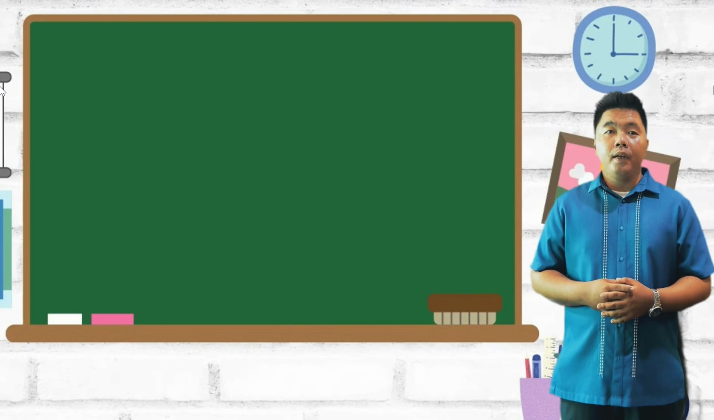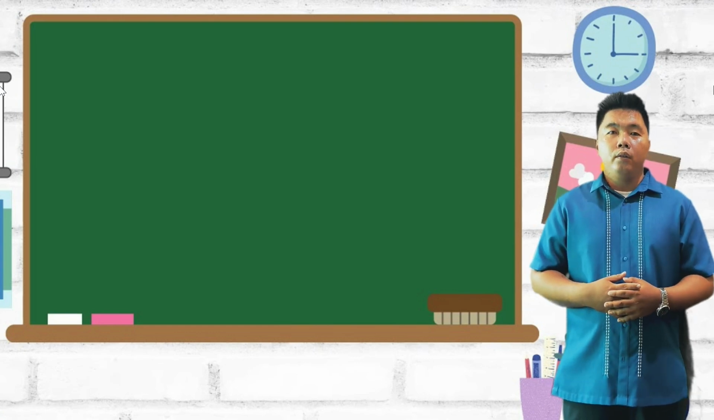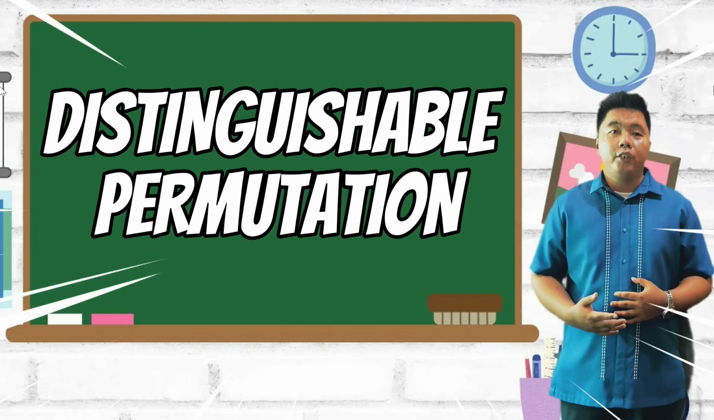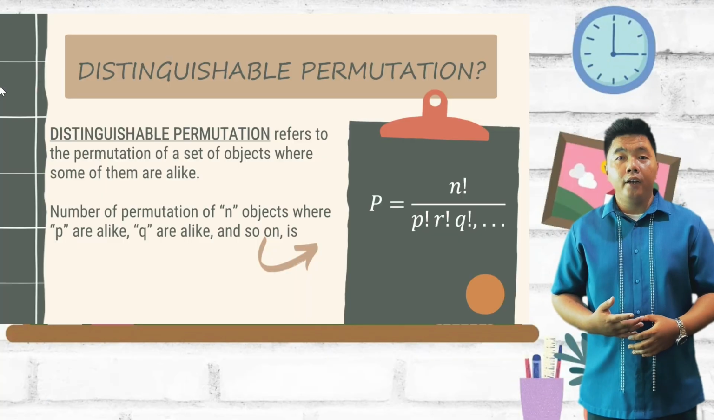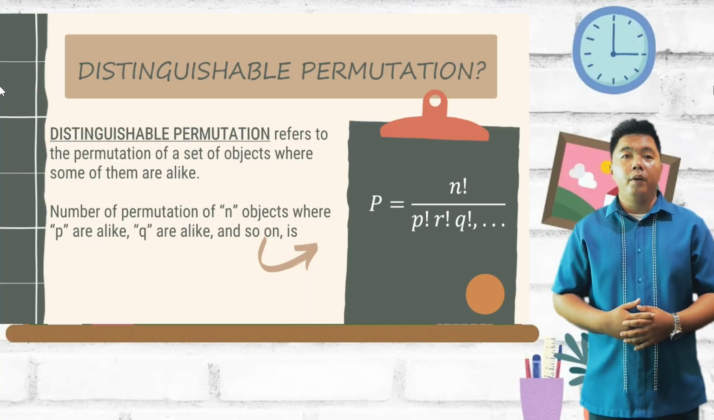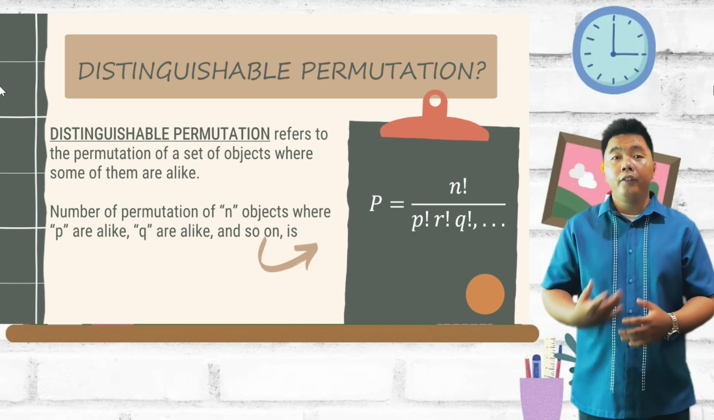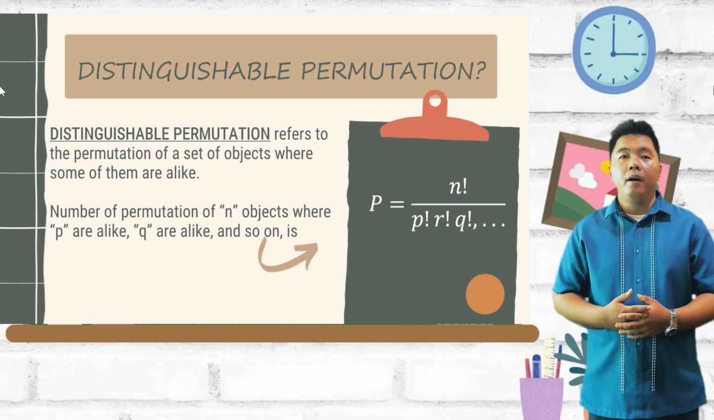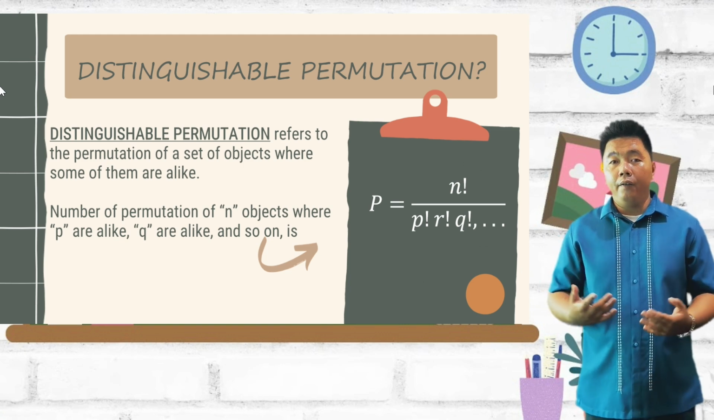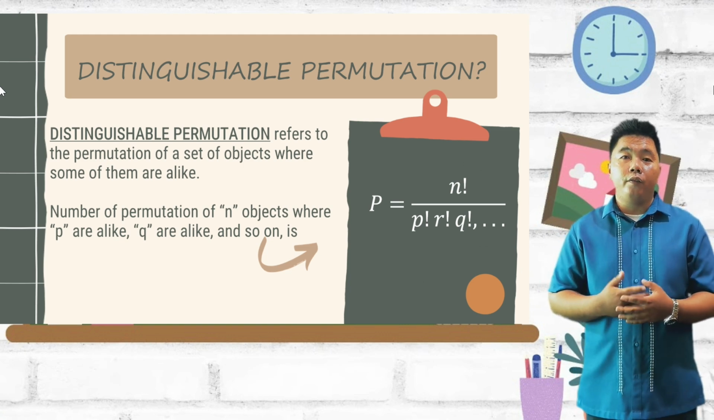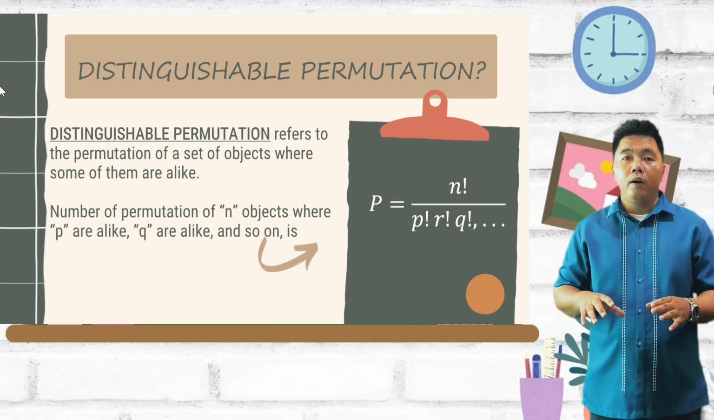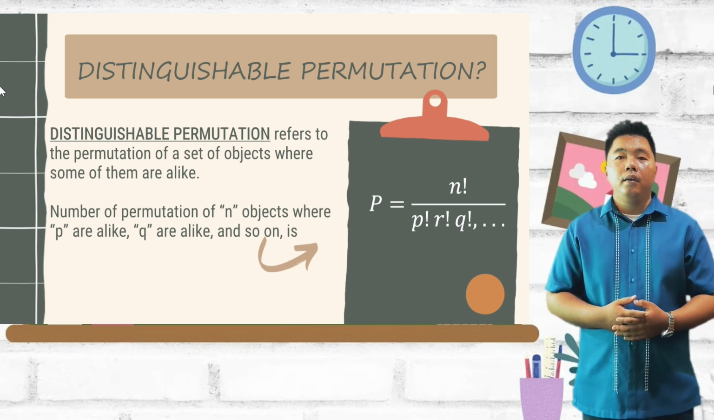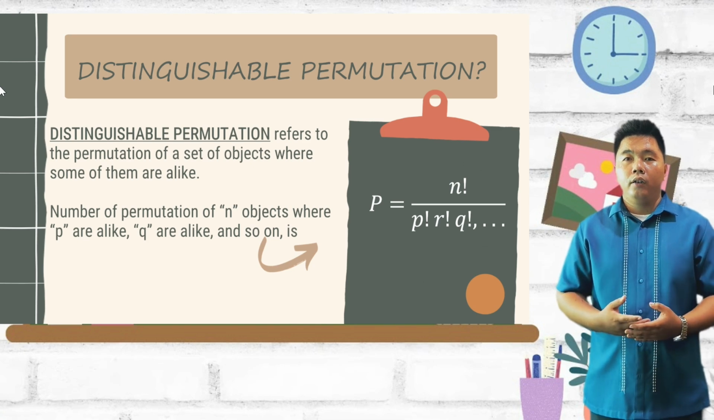Okay, so after our recap, let's move on now to our lesson for today, which is the distinguishable permutation. Let's start the lesson by defining distinguishable permutation. It refers to the permutation of a set of objects where some of them are alike. So we have the number of permutations of n, which is the number of the things involved, where p are alike, q are alike, and so on.